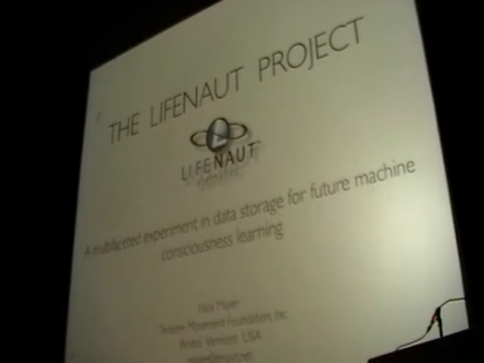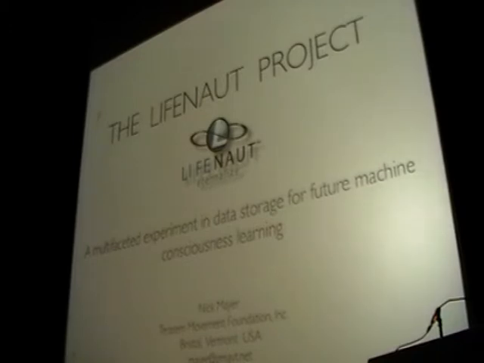I work for the nonprofit organization called the TerraSem Foundation, and probably the most common question I've gotten at dinner since I've been here is, what does TerraSem mean? Terra is Latin for earth, and sem is seed, earth seed. This organization was founded by Martine Rothblatt, and she was the principal investigator of this project.